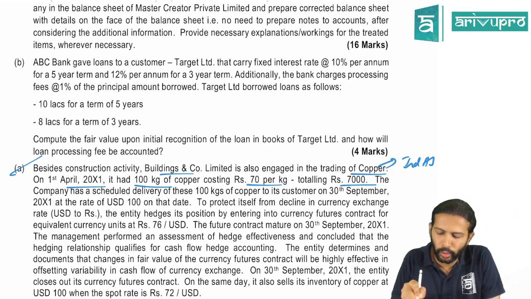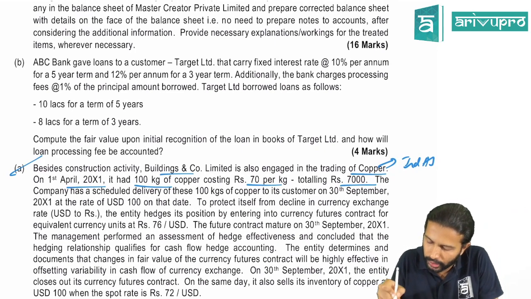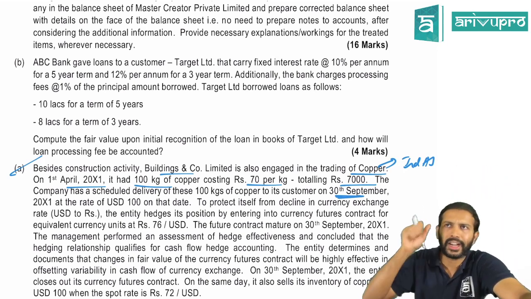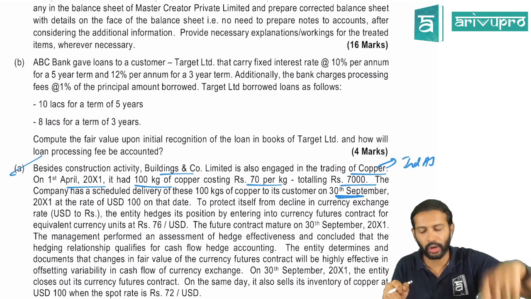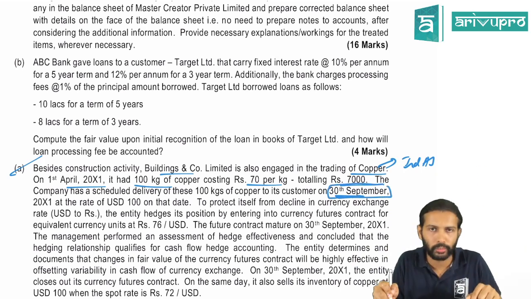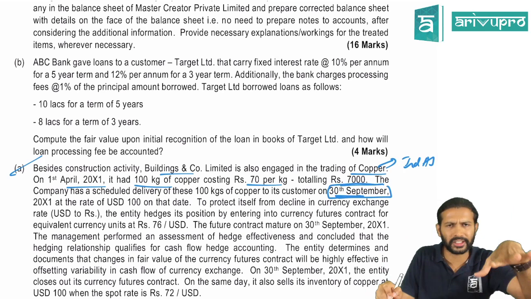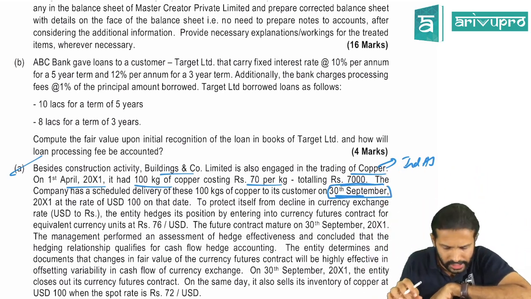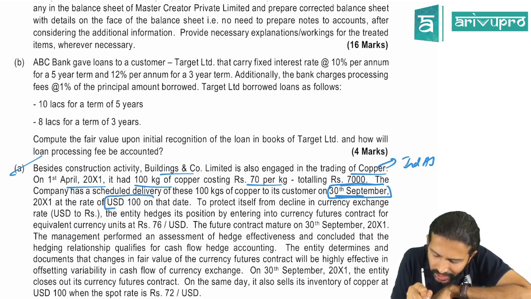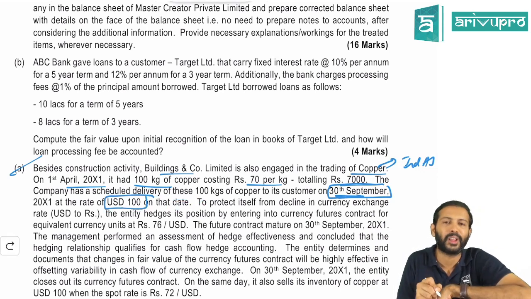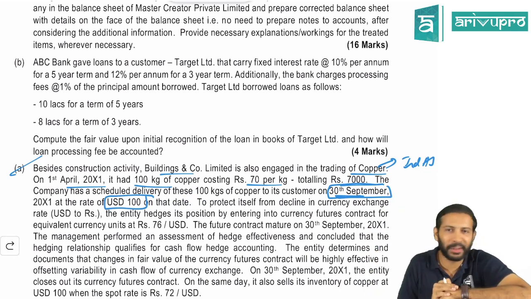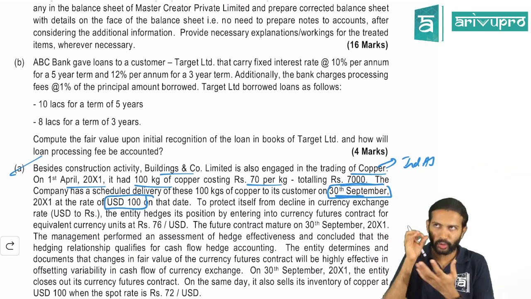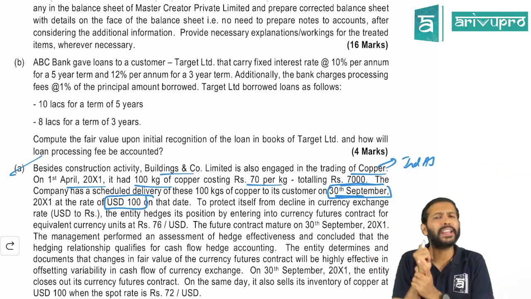The company has scheduled the delivery of these 100 kgs of copper to a customer on 30th September. So they've entered into a contract with the customer saying, I will sell you these 100 kgs of copper on 30th September, not now. On 1st April, they have this in their godown as inventory. On 30th September, they will sell it at US dollars 100 rupees on that date. This is the rate they have agreed upon in the contract. Fair enough. So it's a foreign currency debtor. Correct? You'll sell the copper, but you'll receive the money in dollars.